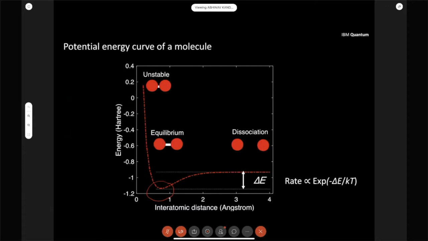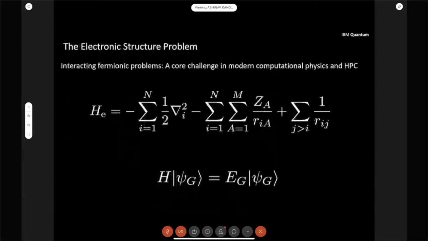And to simulate this, we need some kind of framework, some laws that are expected to describe the behavior of the system very well, okay? And for this, we have the laws of quantum mechanics, right? Which we know explains a lot of phenomena at the microscopic level very well.